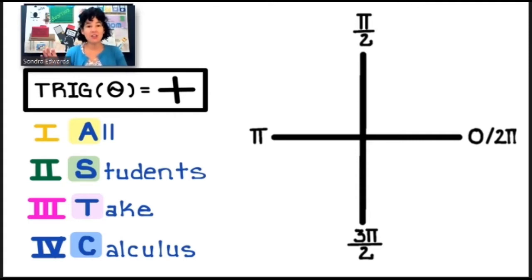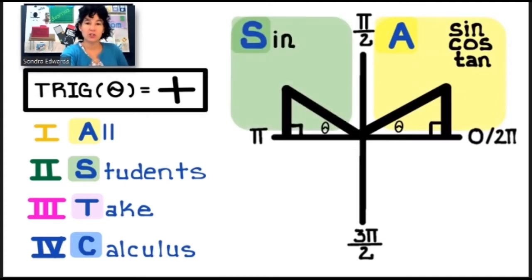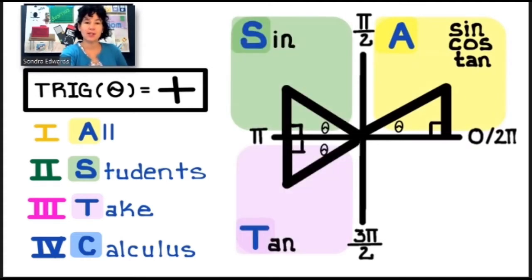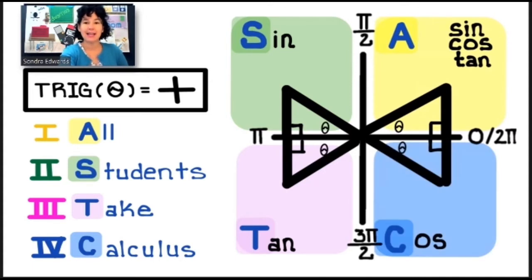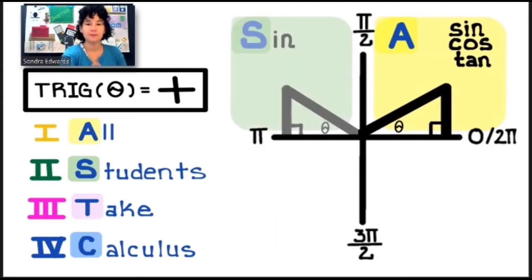As I say the words, all students take calculus, we're going around starting in quadrant 1 and working our way to quadrant 4. So quadrant 1, all, quadrant 2, students, quadrant 3, take, and quadrant 4, calculus. All right, so all there in quadrant 1 is sine, cosine, and tangent are positive in quadrant 1. In quadrant 2, students is for that S for sine. Sine is positive in quadrant 2.